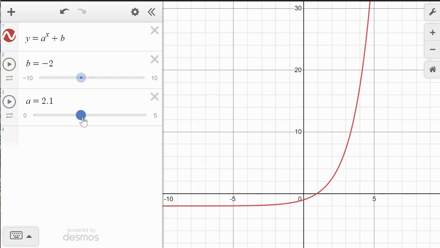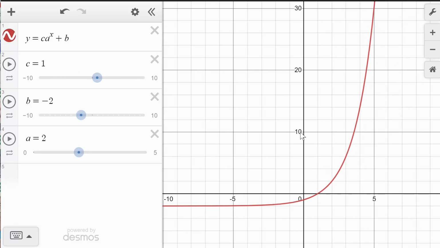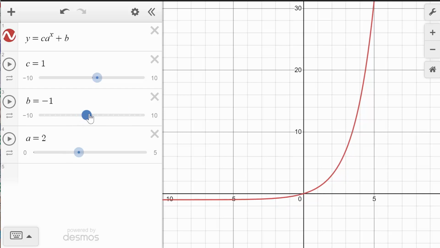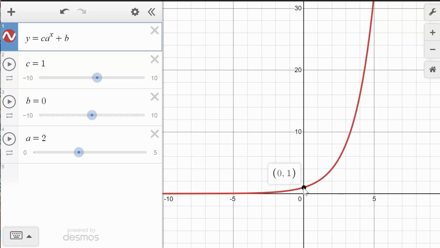I'm just going to put a back to 2. Just going to look at one more transformation, which we didn't look at in any of the examples. But that's when you multiply the a to the x by some other number, c. At the moment, I've got c set to 1. I'm going to put b to 0 so that we have the standard 2 to the x curve here. The asymptote is the x-axis again, and the intercept is at 0, 1.